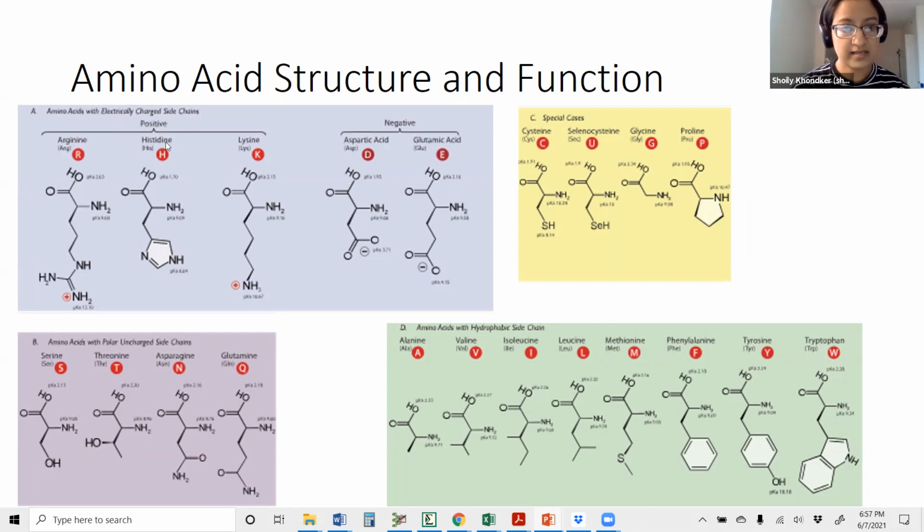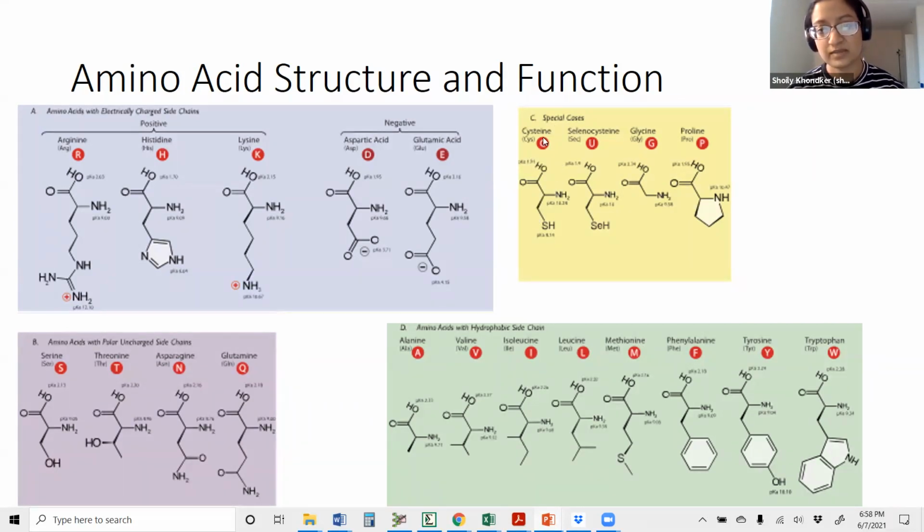So you have arginine and lysine, which are positively charged, and then aspartic acid and glutamic acid, which are negatively charged. Then you have amino acids with uncharged side chains that are polar. So these include serine, threonine, asparagine, and glutamine. Then you have amino acids with hydrophobic side chains, which are all listed here: alanine, valine, isoleucine, leucine, methionine, phenylalanine, tyrosine, and tryptophan. And lastly, you have these special cases.